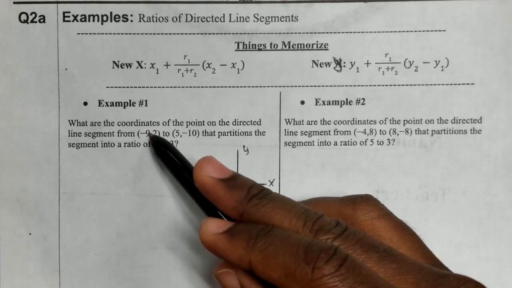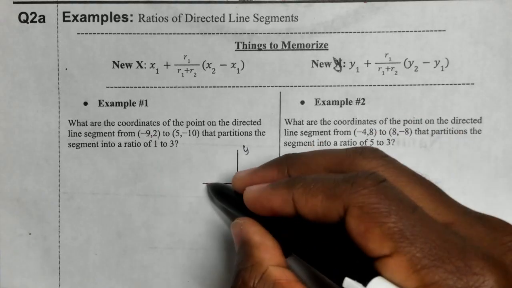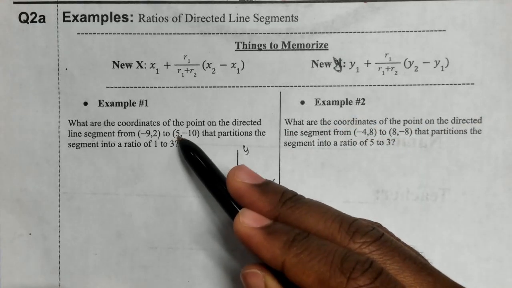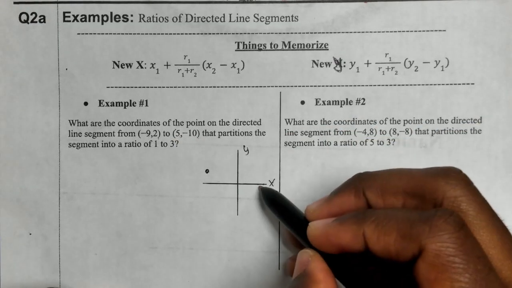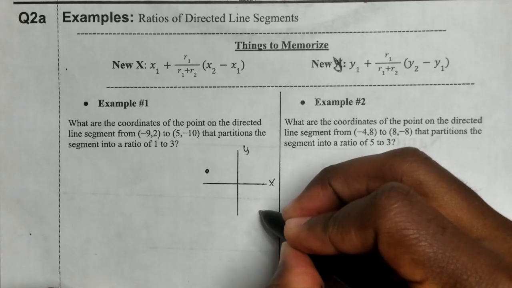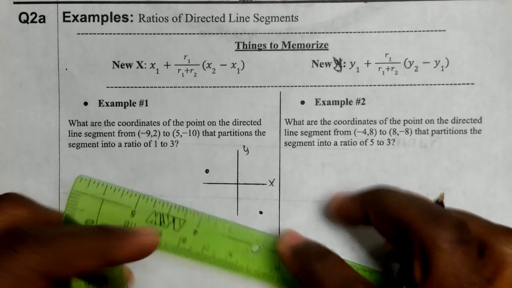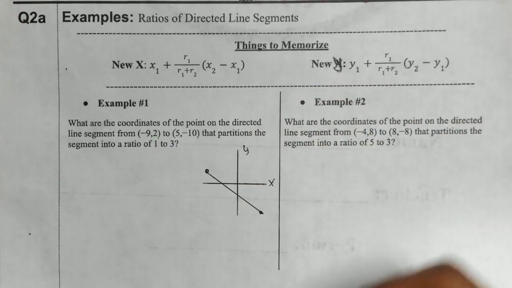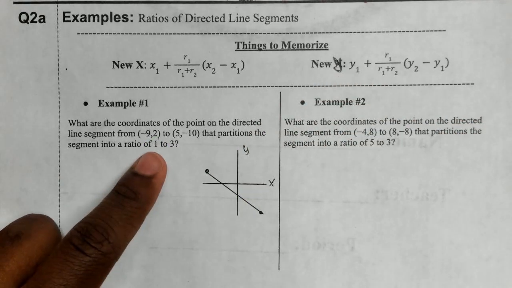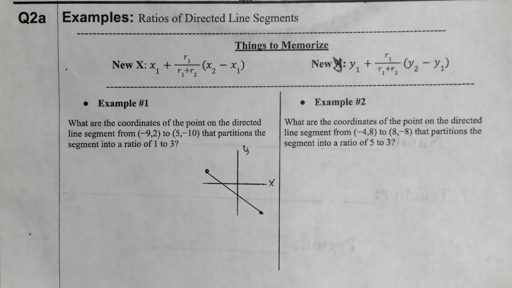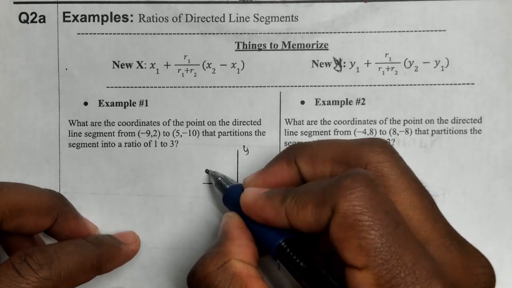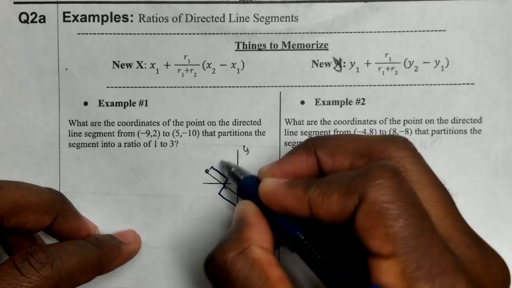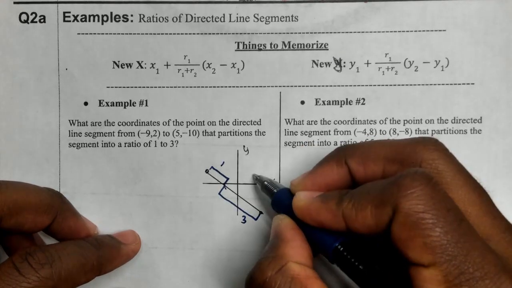So the starting point would be at (-9, 2), so -9 for the x, +2 for the y would approximately be right here. Then (5, -10), so 5 for the x, -10 for the y. That's approximately down here. So we have our line segment, because these points connect together. We want to partition it into a ratio of 1 to 3. So we're doing 1 part and 3 parts, so it has a total of 4 parts.